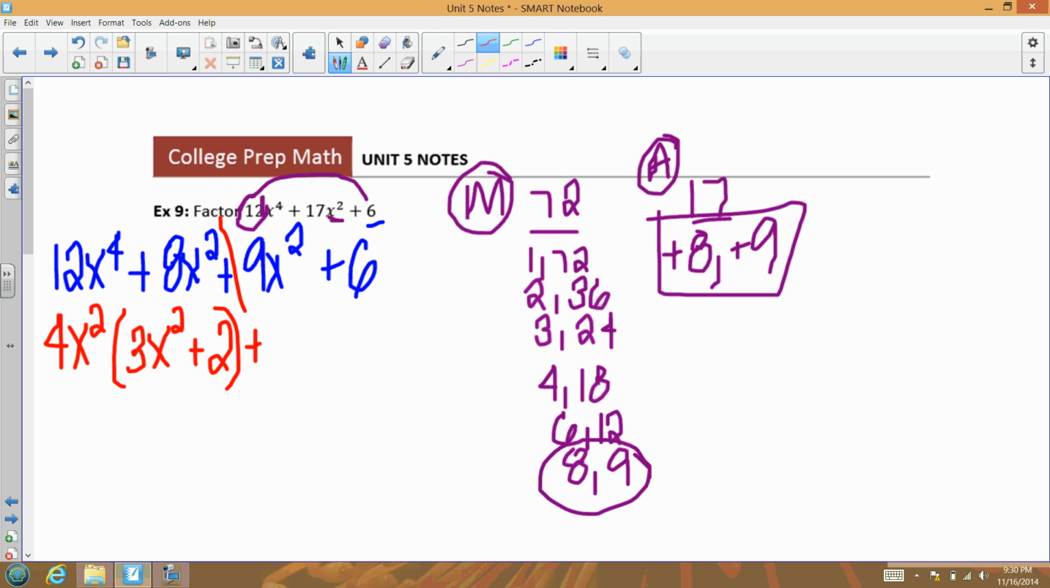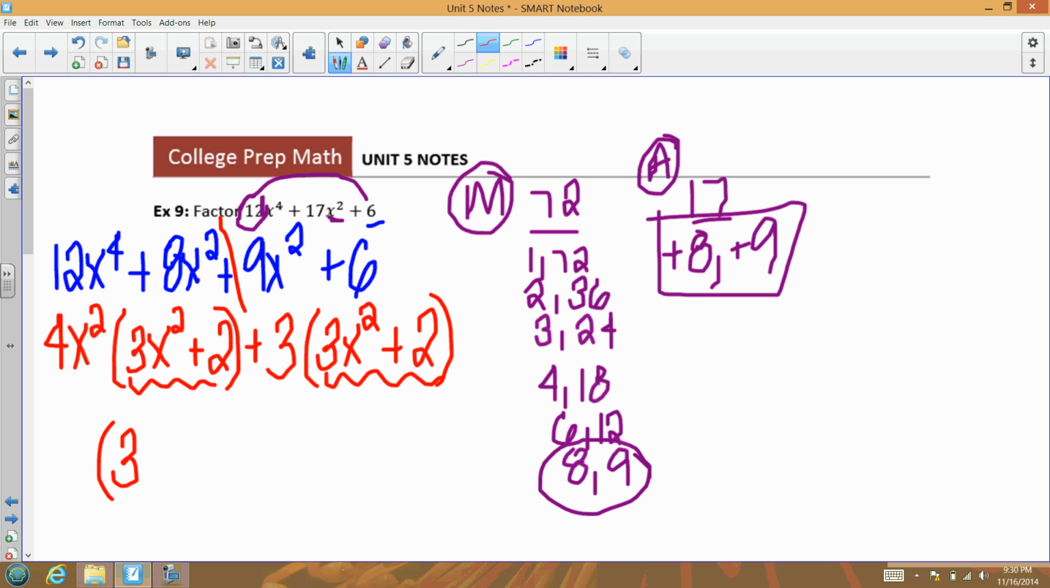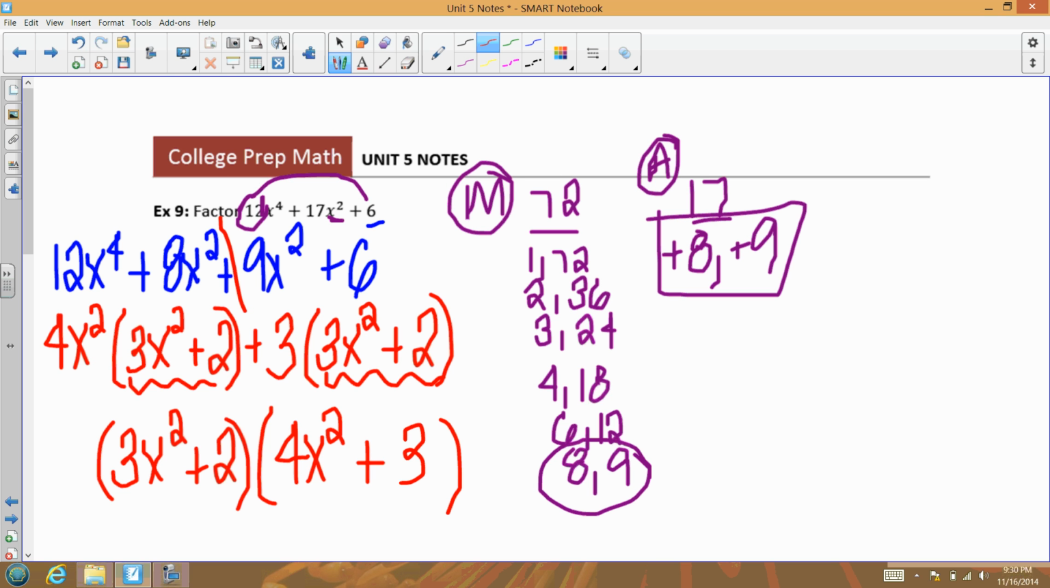And then over here, my second half, I'm going to be able to pull out a 3. So I'm going to have 3x squared plus 2. And again, remember, these factors here should be the same. If they don't show up to be the same, that means you're doing something incorrectly and you just want to go back and check. So now I can factor out that GCF, and I'll be left with one set of parentheses, which will be 4x squared plus 3.